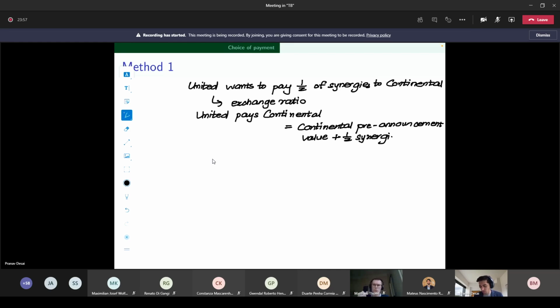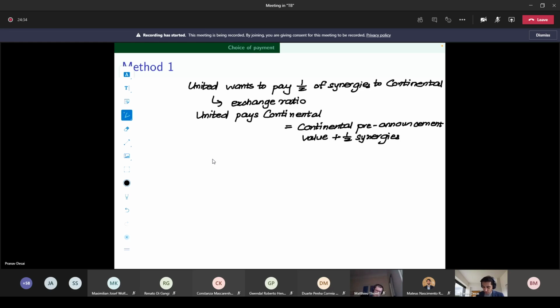Why is it pre-announcement value and not post-announcement value? Because the post-announcement value already includes some portion of the synergies reflected by the market. Exactly right. So if you are going to pay someone the post-announcement value plus half of the synergies, you're no longer paying them half of the synergies, you're paying a higher value. As a result, you just take the pre-announcement value plus half of the synergies.